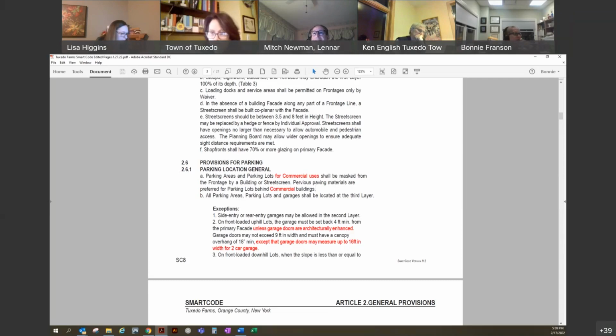We could, and again, it was a matter of style. How do we minimize changes on this? But sure, there's probably several ways to fine tune this. Well, so the B says all parking areas, parking lots and garages shall be located at the third layer. So in general, the intent was that the parking was going to be in the back of the dwelling. They were going to be side loaded for the most part, except for situations where they had to be front loaded and then they had to be also masked.